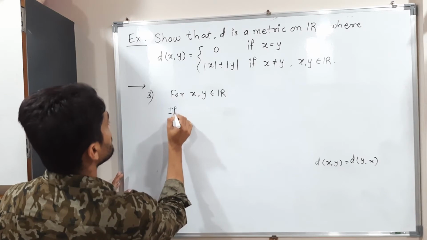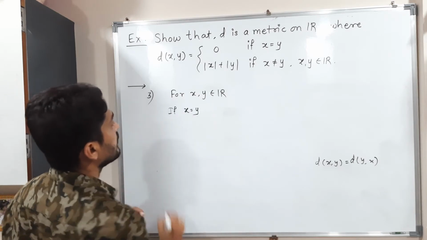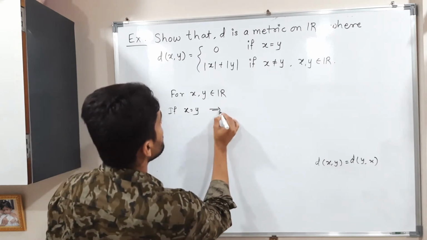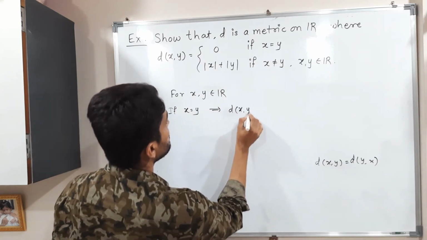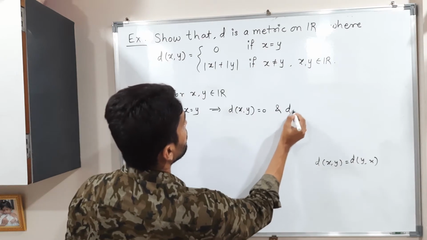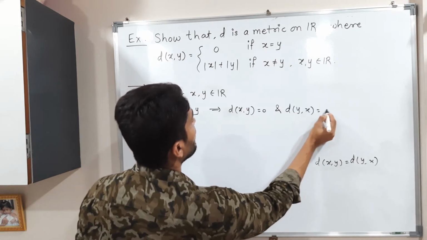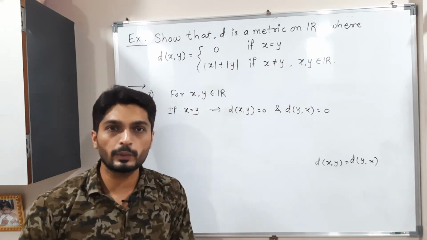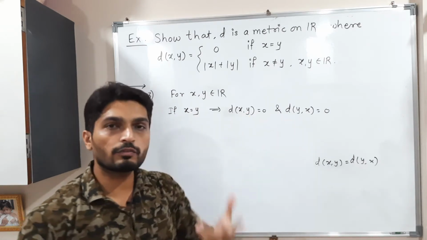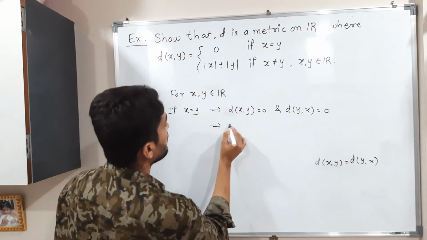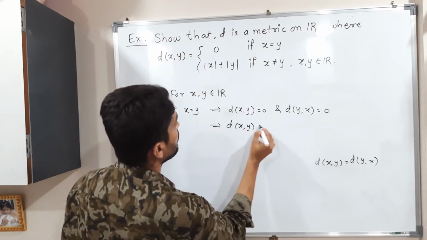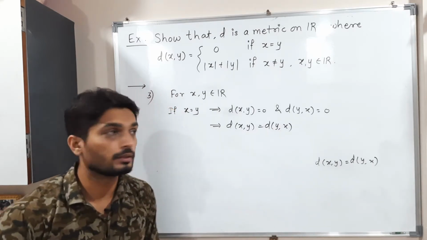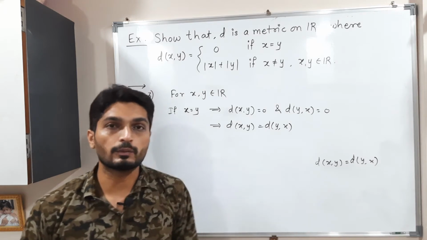First case, if x is equal to y. If x and y, both of them are the same, what will happen? The definition says d of xy is 0. And if you think about d of yx, that is also 0, since both of them are the same. x is equal to y is nothing but y is equal to x. So d of xy is 0 and d of yx is also 0. So we can write d of xy is equal to d of yx. That means in the first case we proved that d of xy is equal to d of yx.